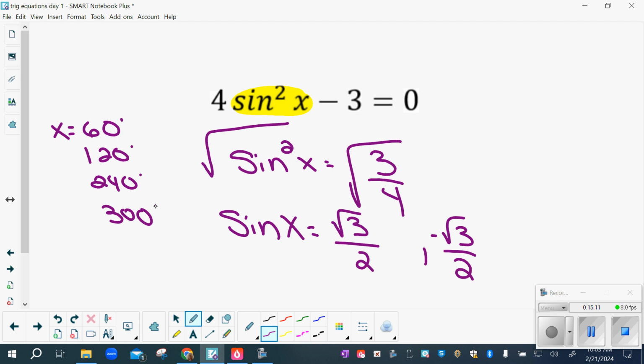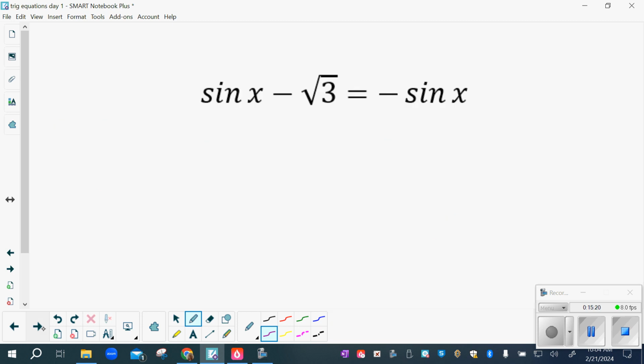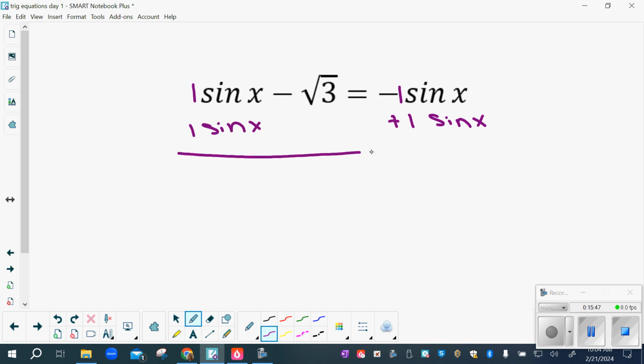Last one, best one. What happens when I have a sine on one side and a sine on the other? You can get them in the same room. We're going to just combine like terms. So here's what I want to do. I'm going to throw a 1 on that guy, and a 1 on that guy. I want all my sines in the same room. I'm going to add this guy, add one sine and add one sine. If I have one sine plus one sine, how many sines do I have? I have 2 sines.